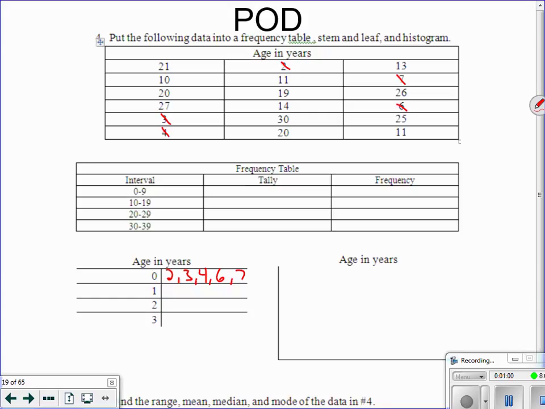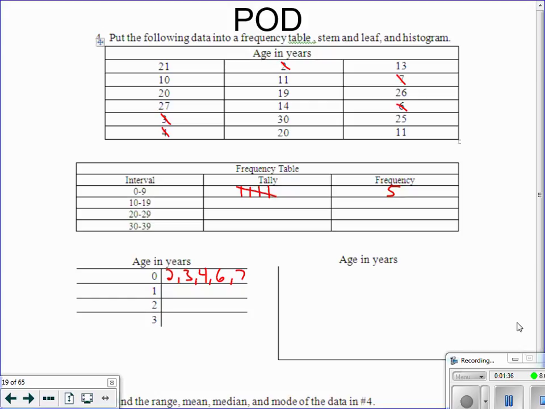Okay, so then remember, I can use that information from my stem and leaf plot, and I can get my tally and frequency in my frequency table here. So from 0 to 9, there were 1, 2, 3, 4, 5 numbers there, and I can use that for my frequency table. Now what I can do, once I have my frequency table filled out, is it makes it really easy to make my histogram.